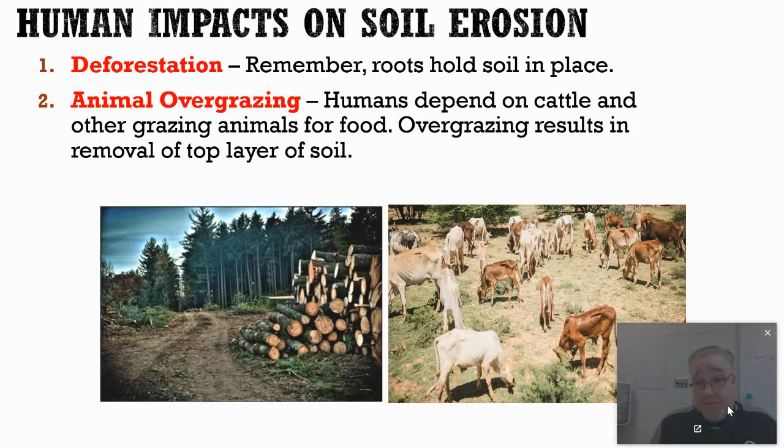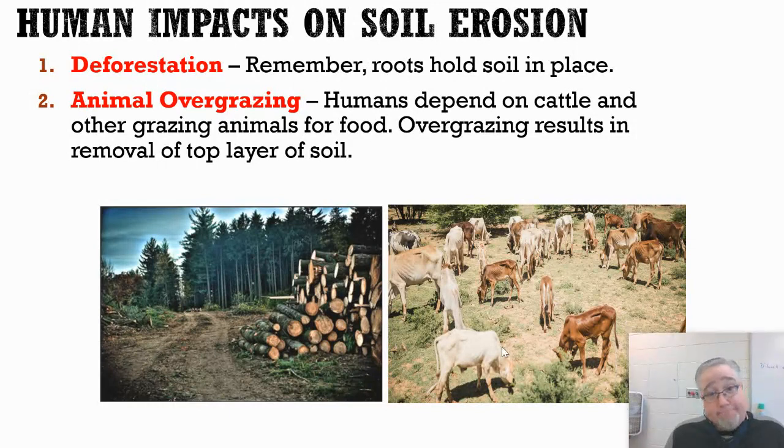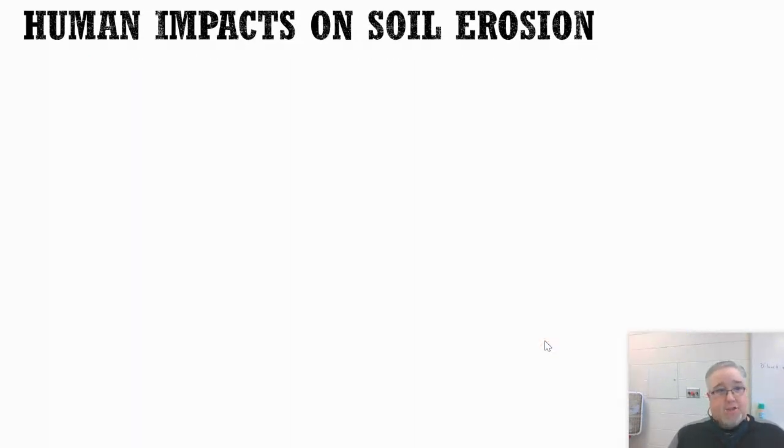Another one is animals. Even though these are animals, humans depend on a lot of these grazing animals for food. So we raise a lot of these animals, especially in the United States. There's tons of cattle ranches and things like that in the US. But these animals, when they graze on the land, right, they're removing that upper layer of soil. So if that upper layer is removed, now it makes the next layer, like the A layer, much more erodible. All right. So, overgrazing of animals does impact soil and it affects erosion.